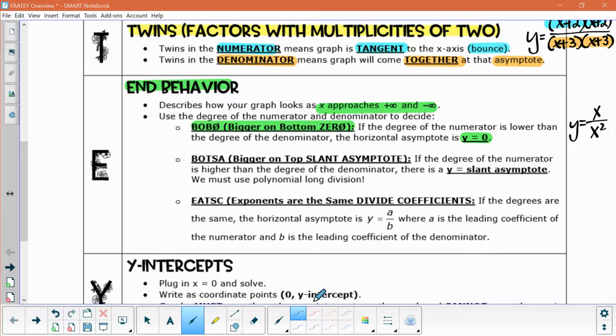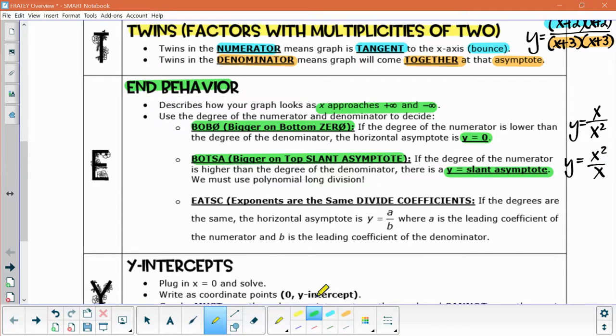I'm doing very basics here. We will cover this more in our examples. If it is bigger on top, we're going to have a slant asymptote. Again, that's one of the last things we are going to cover. Say, for instance, it was x squared over x.